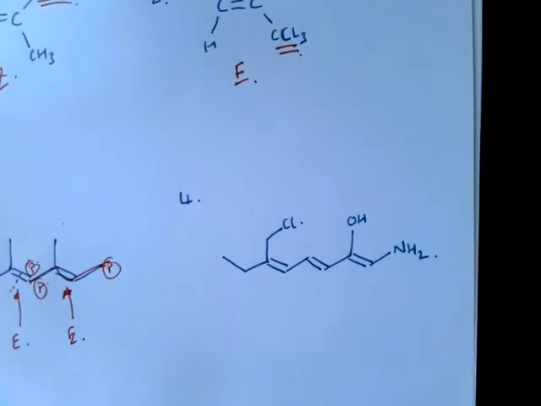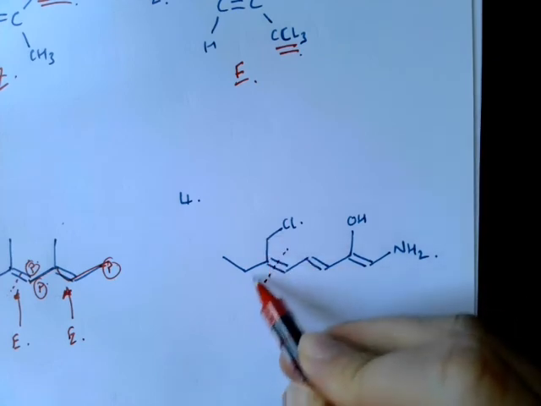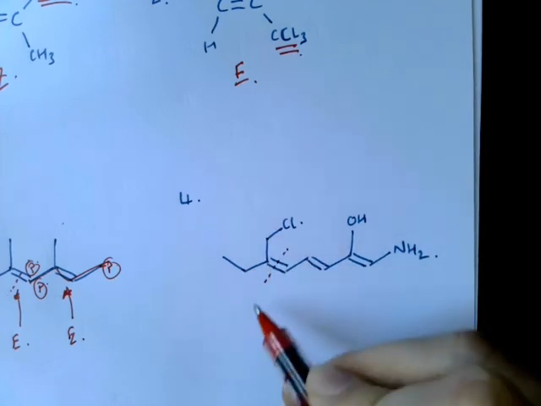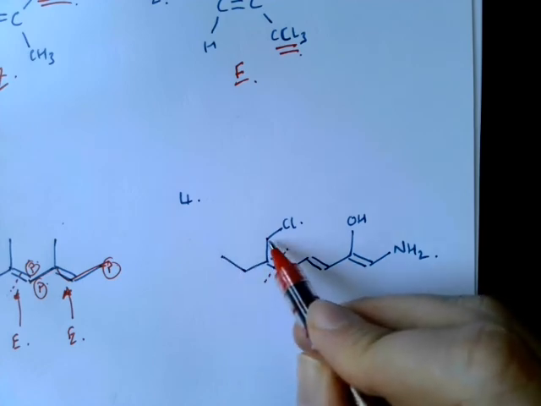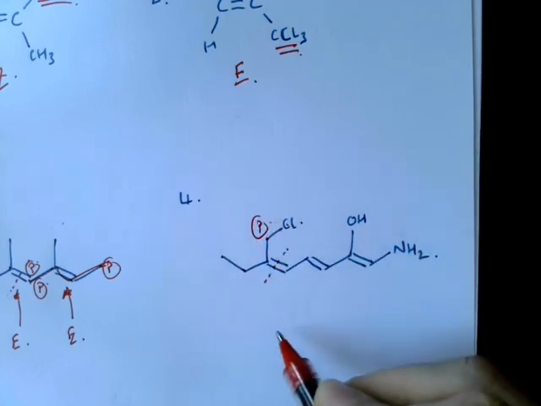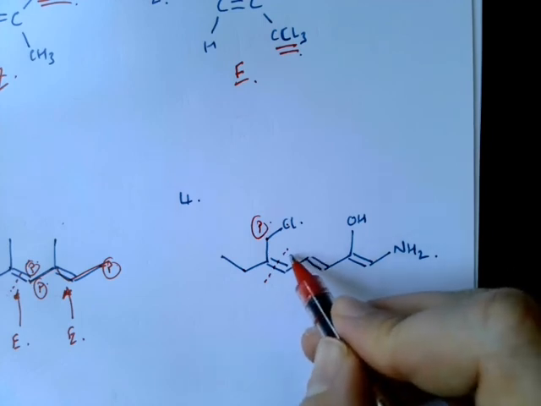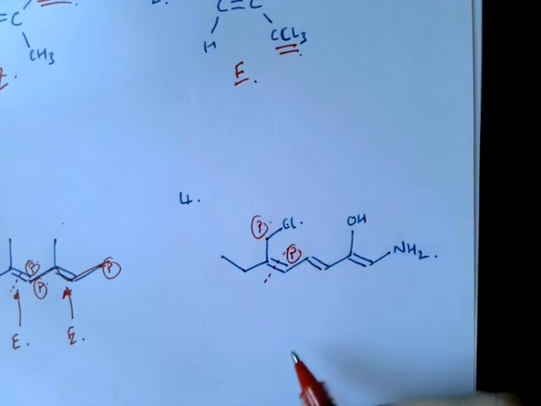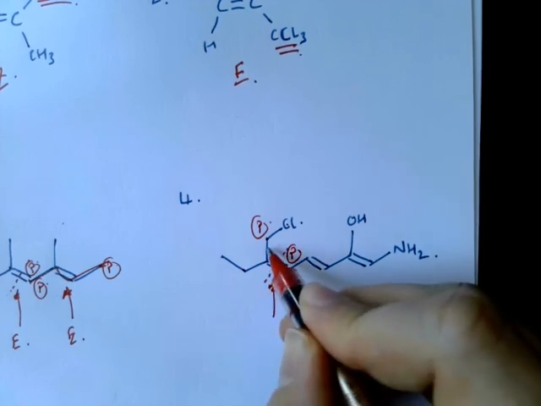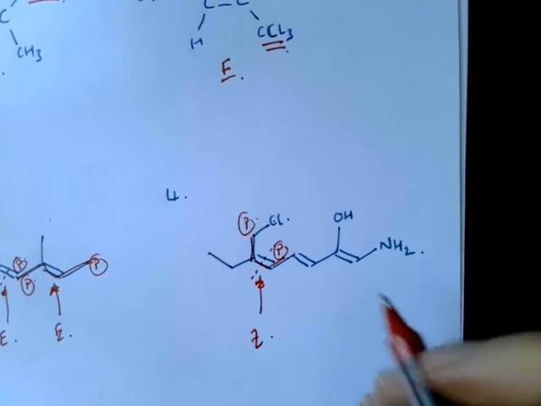And then over here, on this side, I've got carbon, carbon, this carbon to a carbon, this carbon to a chlorine. So this side is my priority. And here I've got carbon or hydrogen. So this top side here is priority. So this one is this way. So that's Z.